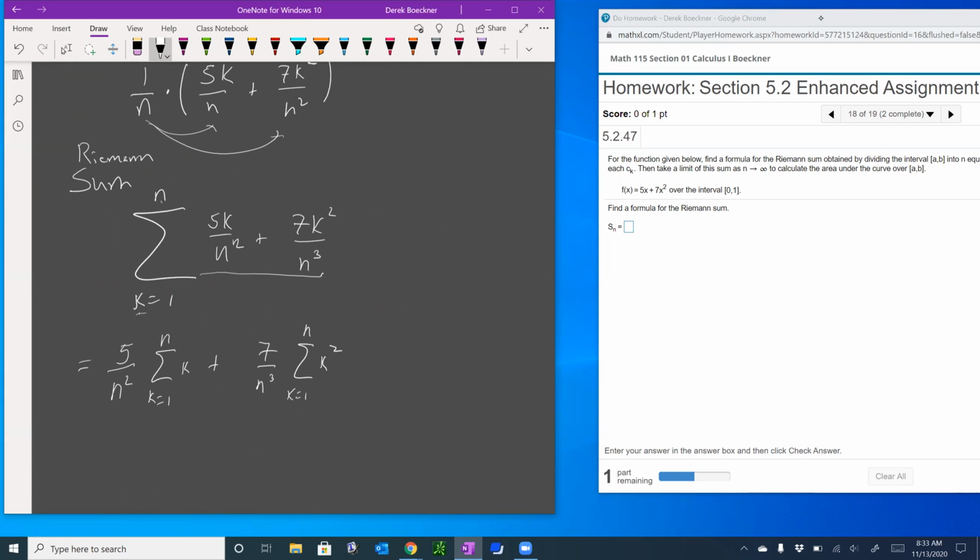Okay. So in this situation, because you're always going to have a first, second, third up to nth rectangle, you're always going to start at 1 and end at n. But summations don't necessarily always start at 1 and end at n.